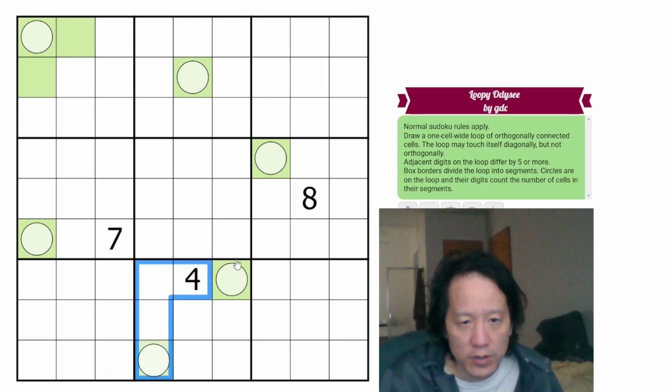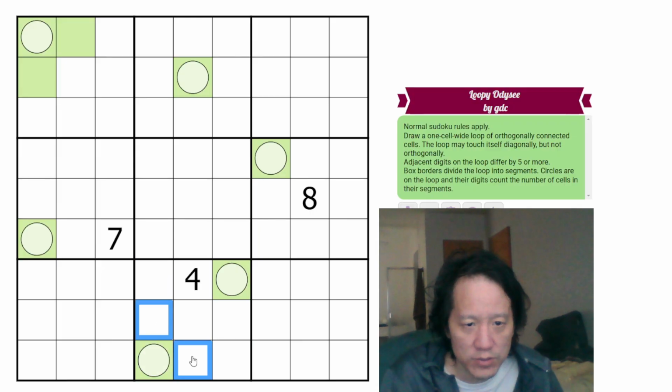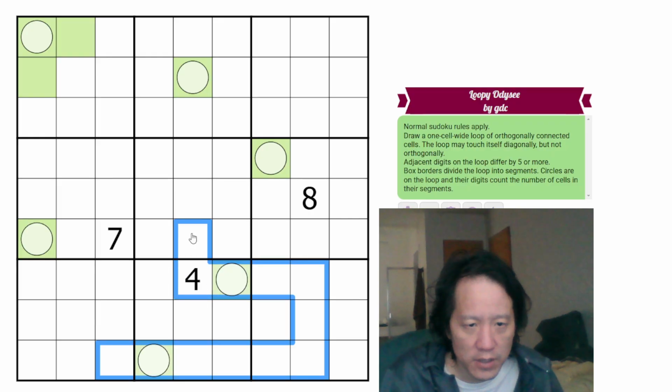These cannot be part of the same segment, right? Because if they were, they would be the same number. So it cannot enter and exit this way. I guess it could actually, never mind. It could enter and exit this way. That would be 5, and then this would be 1. It could enter and exit this way, or this way. It could be something like that.